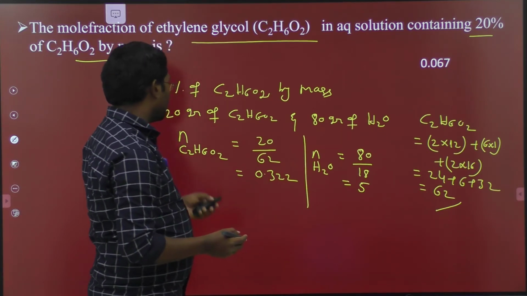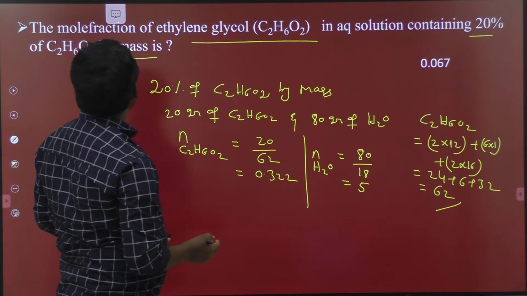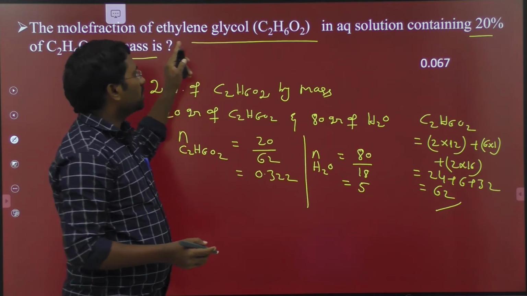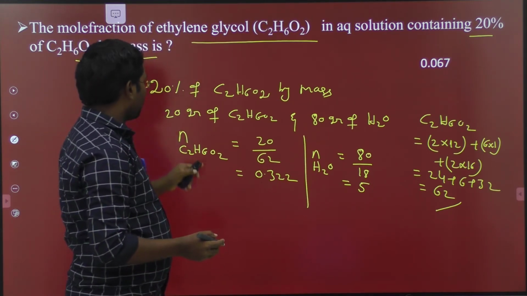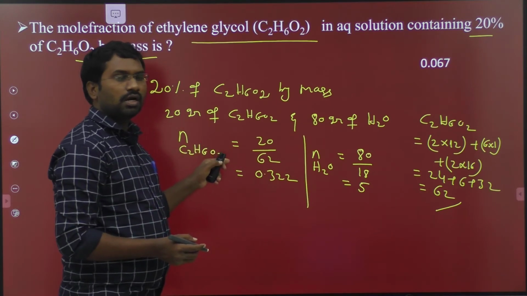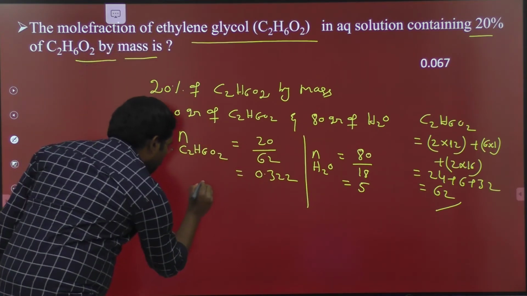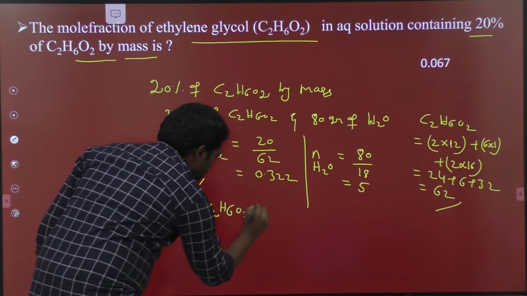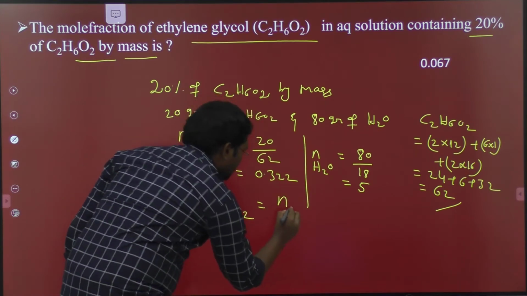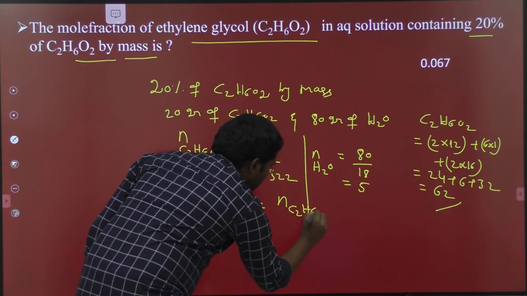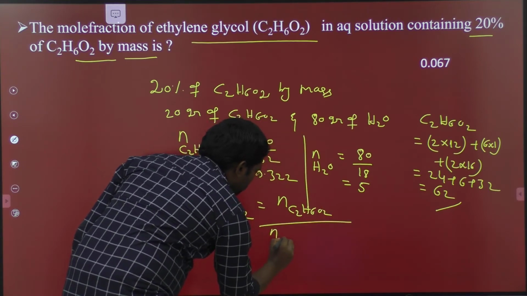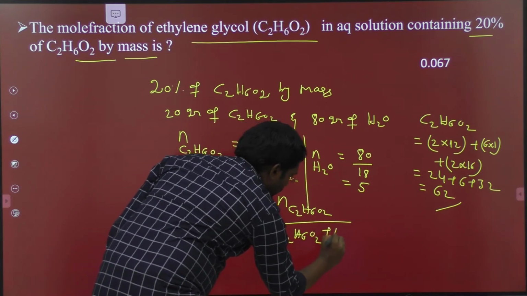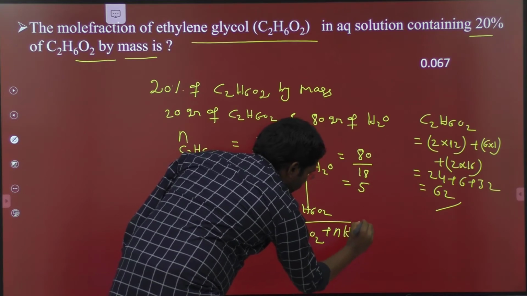So we have to calculate the mole fraction. What do we have to calculate in the problem? The mole fraction of ethylene glycol. To calculate the mole fraction of ethylene glycol, first we have to calculate the number of moles of ethylene glycol and the number of moles of water. Therefore, mole fraction of ethylene glycol C2H6O2 is equal to the number of moles of ethylene glycol C2H6O2 by the number of moles of ethylene glycol C2H6O2 plus the number of moles of water.